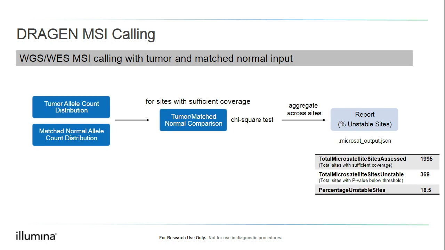The MSI caller is a simple module that again takes in your tumor allele counts and your matched normal allele count distribution, again coming from the BAM files, and it runs a chi-square test for sites with sufficient coverage. Again, this is something that you provide as an input. We aggregate across those sites and generate a report, which essentially is a percentage of the unstable sites that I show over here. We also list what were the total number of sites that were assessed, and then a percentage of the unstable sites.